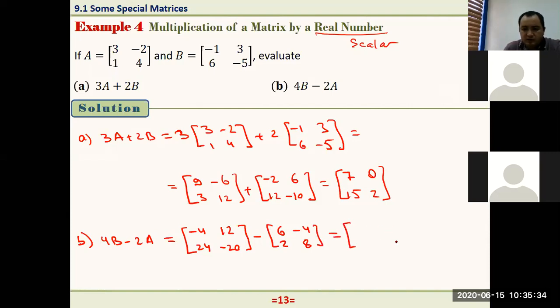It will be a 2 by 2 matrix. Negative 4 minus 6, here we have negative 10. 12 minus negative 4 is 16. 24 minus 2 is 22. Negative 20 minus 8 is negative 28.